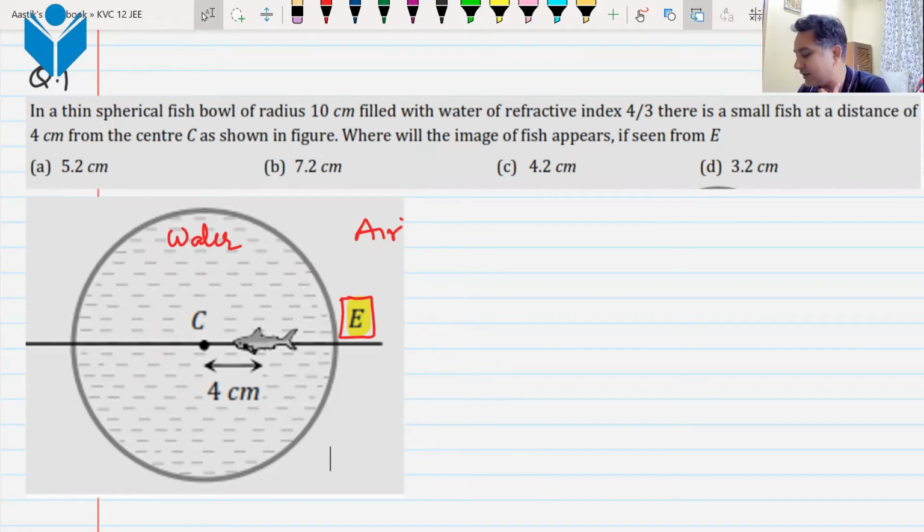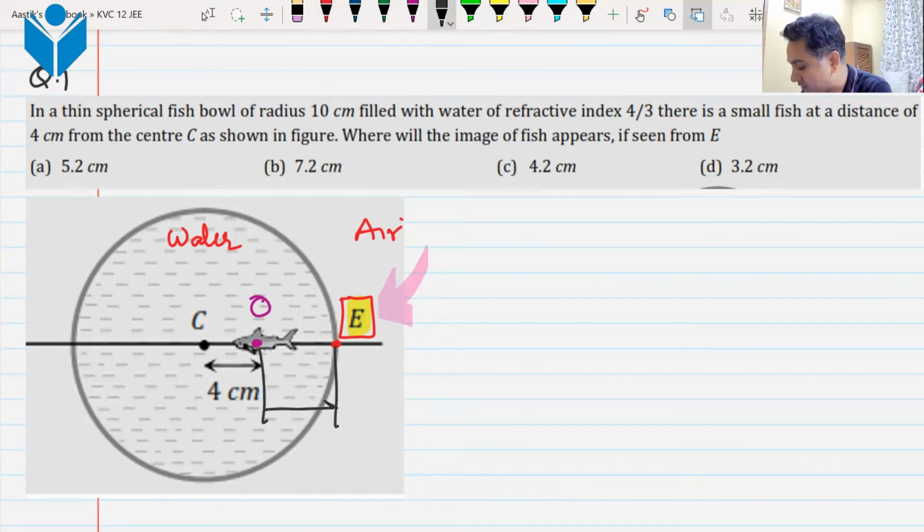Now I'll draw the representative diagram that is going to tell me. Okay, everyone has done this? Shall I continue? Yes, sir. Okay, this is my object O. The distance of the object from the center of curvature is 4 centimeters, but I don't want that distance. I am watching it from here. So this is the pole of the refracting surface. Yes or no? So I have to find U from this point.